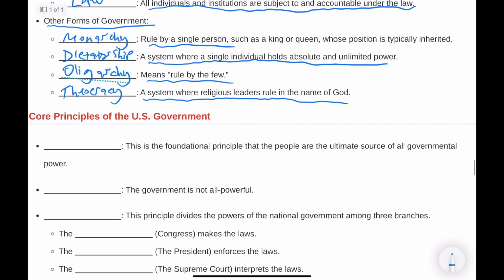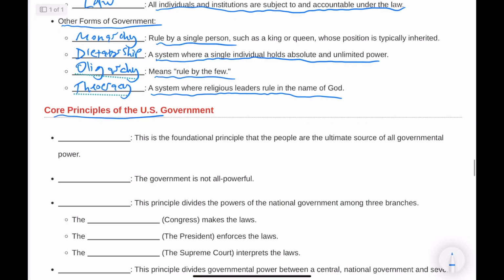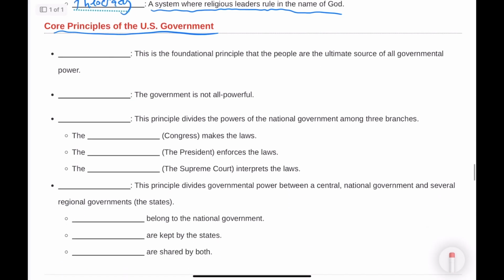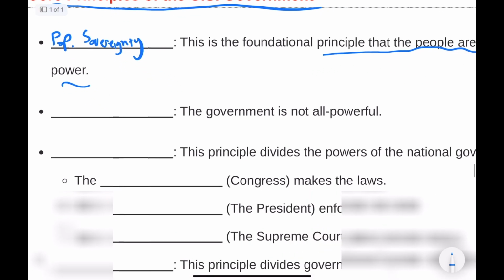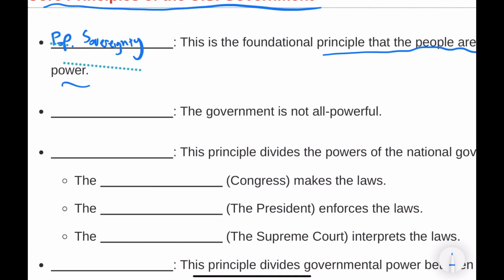All right, now let's talk about the core principles of the U.S. government. Blank is the foundational principle that the people are the ultimate source of all governmental power. That is popular sovereignty. And next up, we have the government is not all powerful. Remember, we've talked about this before. That's limited government.